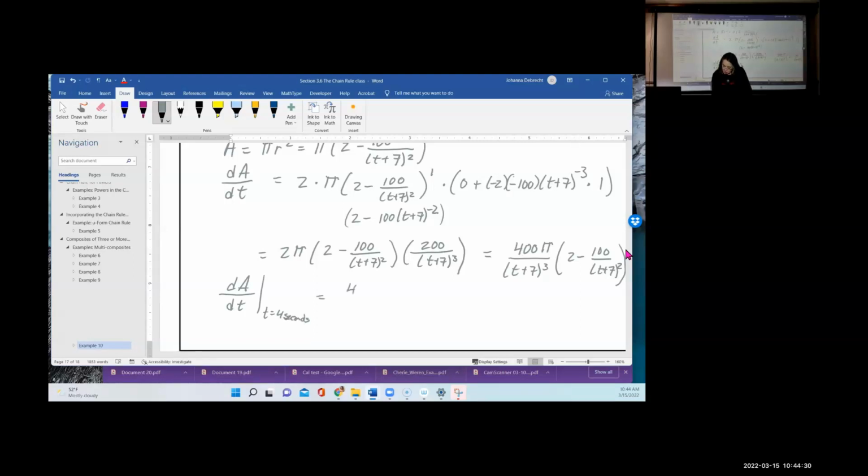So this would be 400 pi over 11 to the third times 2 minus 100 over 11 squared, right? Whatever that comes out to be. And I'm out of time, so I'm going to stop right here and leave you to figure out the rest of the algebra on your own. But hopefully this makes sense to you.